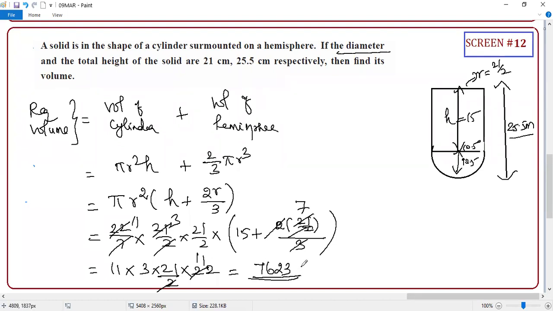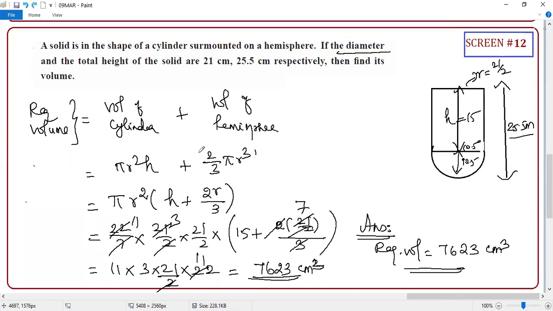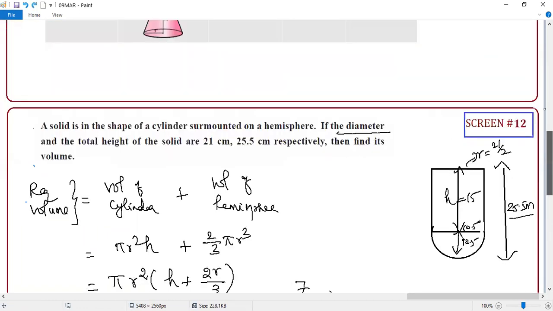This is the formula. Pi r square into h plus 2r by 3. Centimeter cube. Required volume equal to 7623 centimeter cube. Any doubt, my dear student? Any doubt? This is the quick formula. No, sir. Pi r square into h plus 2r divided by 3 is the formula. Yeah, this is a formula. Mehul, by this time you should know all the formulas.